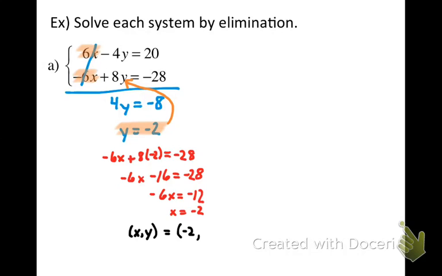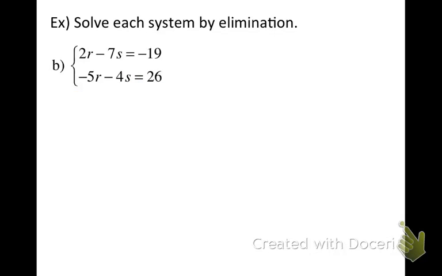Now I realize I just made a mistake. That's not supposed to be negative 2, is it? That's supposed to be positive 2. So we have x equals positive 2 and y equals negative 2. And remember, the reason we write it as an ordered pair is because this is the point where the graphs of these two equations would intersect one another. All right, that's using the elimination method. Let's see some more examples.